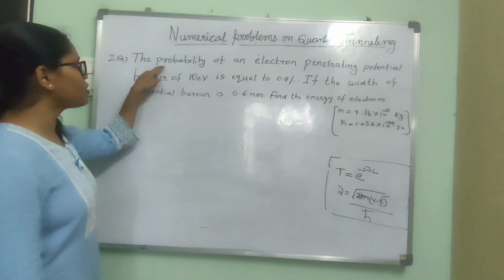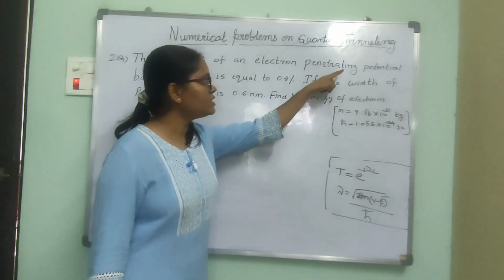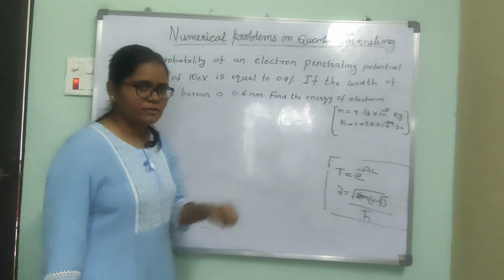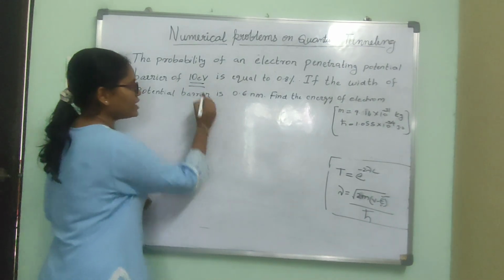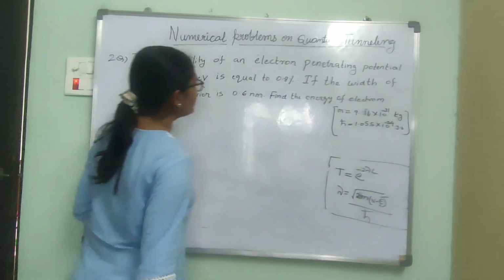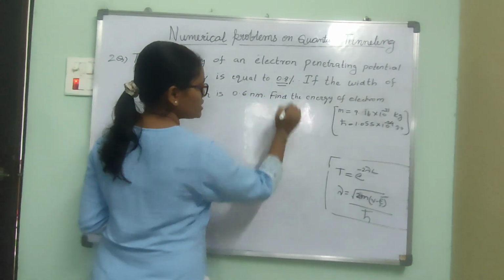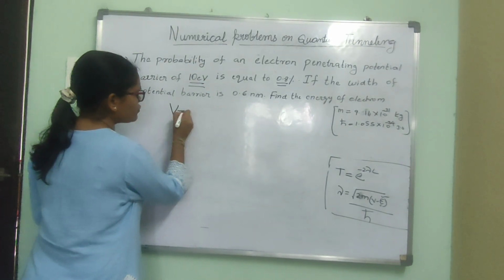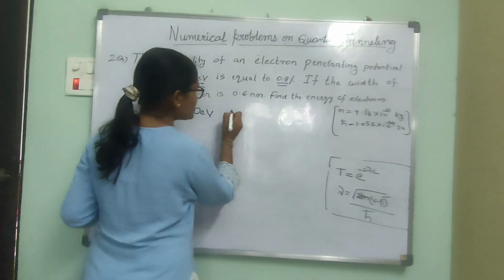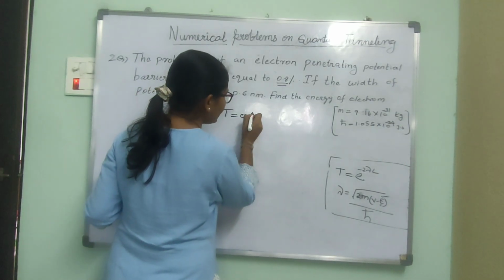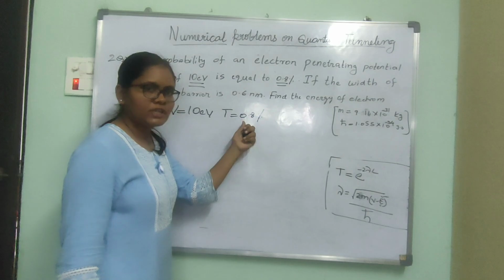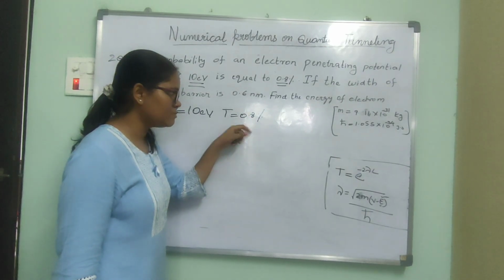So the question is, the probability of an electron penetrating a potential barrier of 10 electron volt is equal to 0.8%. So here you are given the height of the potential energy barrier, that is V. You are also given the tunneling probability, the value of T, that is 0.8%. So V is 10 electron volts and T is 0.8%. So what does it mean that the value of T is equal to 0.8%?